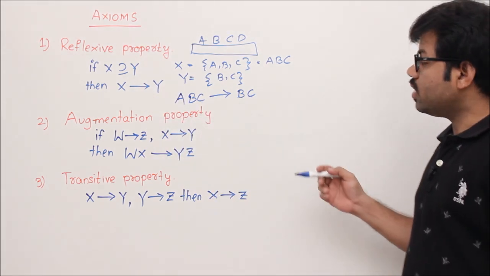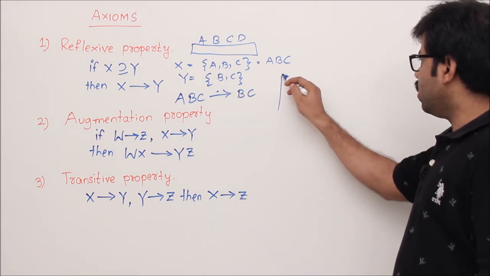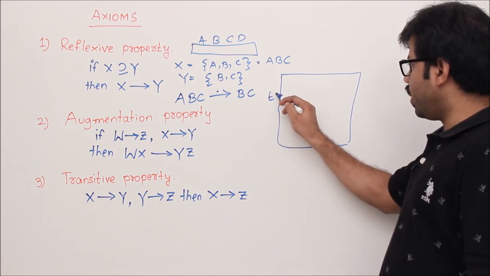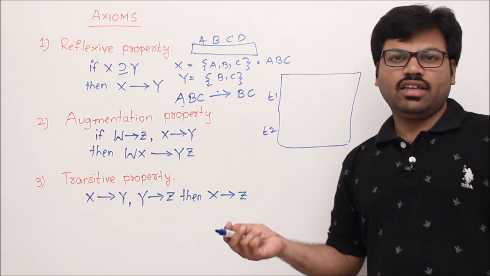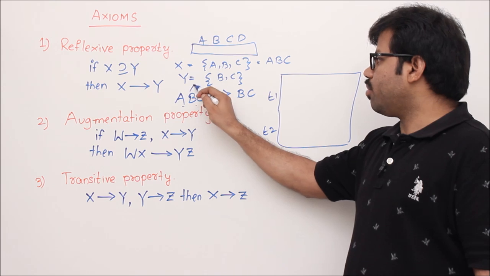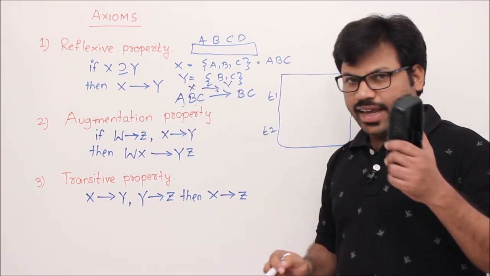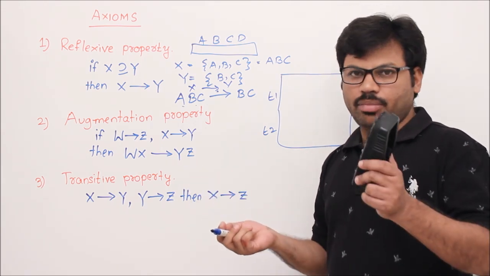We will see what the meaning of functional dependency is. Let's say this is your table. In this table, you take any two tuples, tuple 1 and tuple 2. What is the rule of x determines y? If x determines y, it means whenever x values agree in two tuples, y values should agree. That is the functional dependency rule.